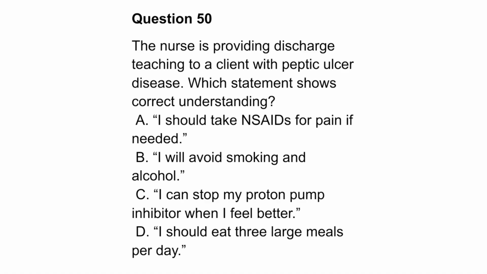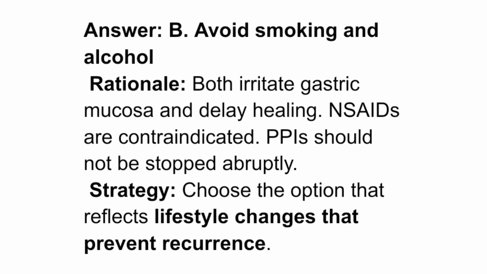Question 50. The nurse is providing discharge teaching to a client with peptic ulcer disease. Which statement shows correct understanding? A. I should take NSAIDs for pain if needed. B. I will avoid smoking and alcohol. C. I can stop my proton pump inhibitor when I feel better. D. I should eat 3 large meals per day. Answer: B. Avoid smoking and alcohol. Rationale: both irritate gastric mucosa and delay healing. NSAIDs are contraindicated. PPIs should not be stopped abruptly. Strategy: choose the option that reflects lifestyle changes that prevent recurrence.